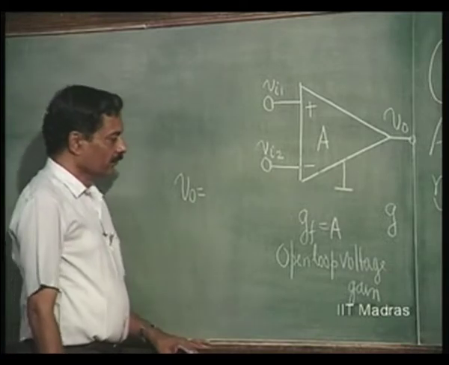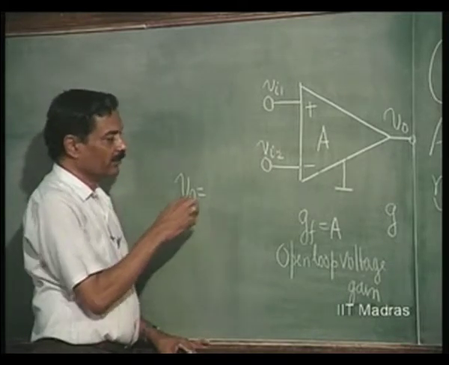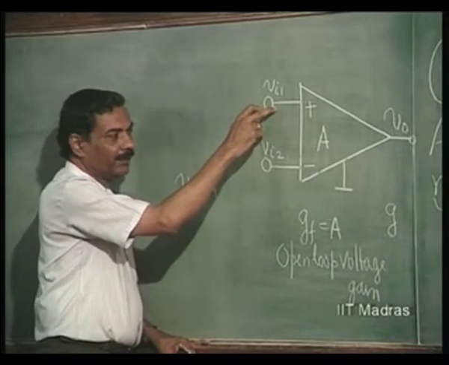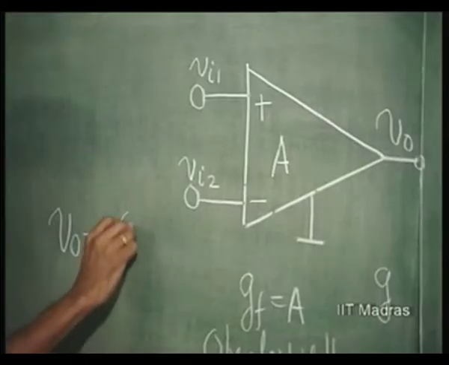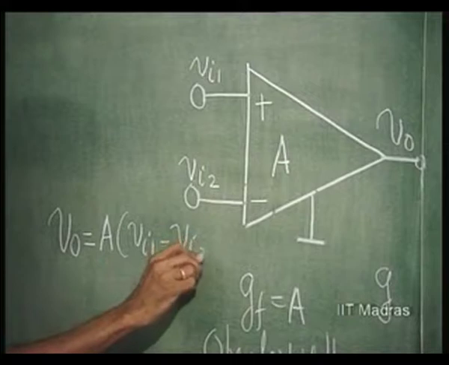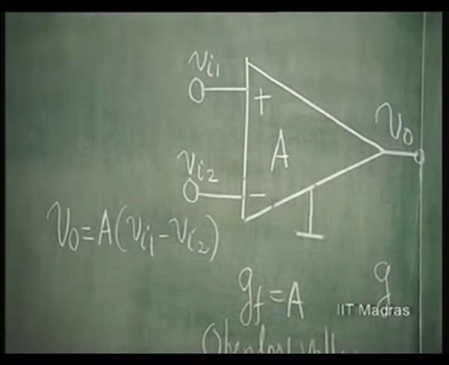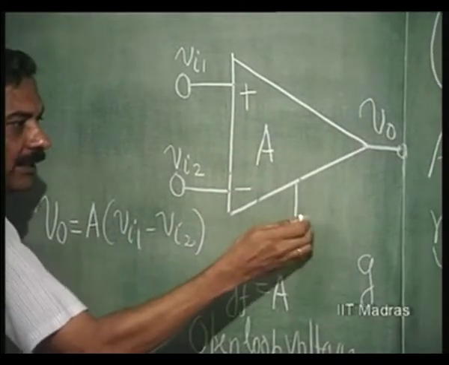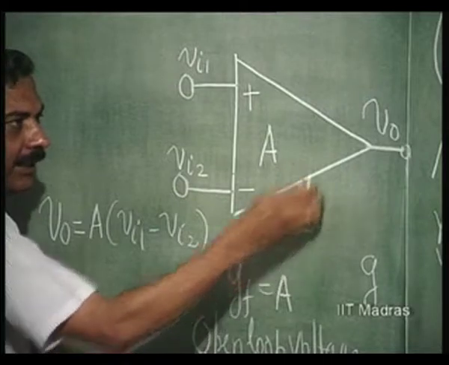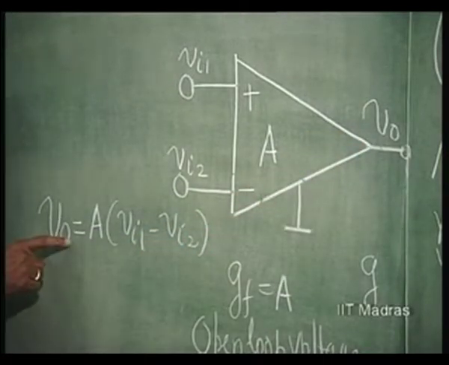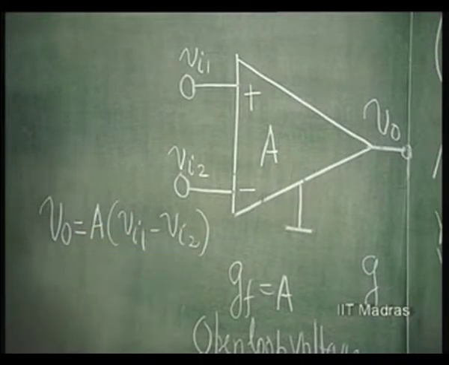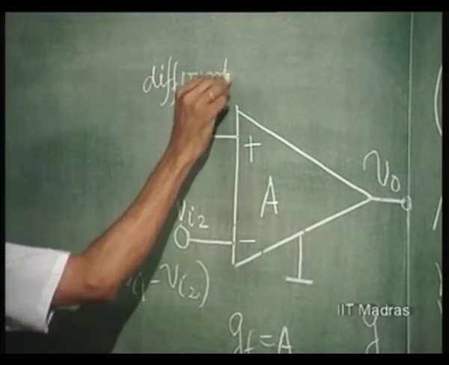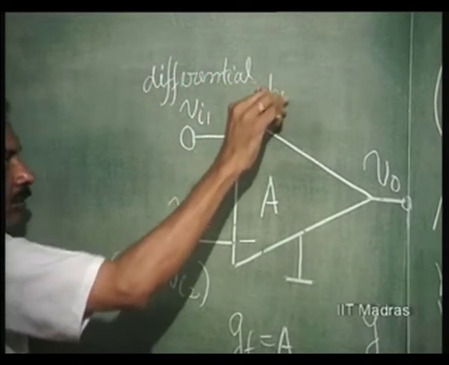So, V naught is going to be A times, this is called non-inverting amplifier terminal, this is called inverting terminal. So, Vi1 minus Vi2. It is always referred to single ended output, that means one end of the source is grounded, other end is giving you an output V naught equal to A times Vi1 minus Vi2. So, differential input, single ended output.